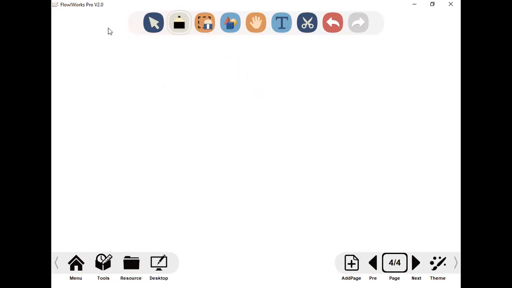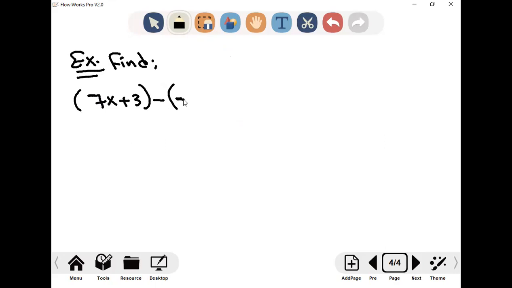Example from me, just pay attention to the board. For example, if I want to find 7x plus 3 minus 2x plus 1. Yalla, how will we do it? 7x with what? With the negative 2x. Yeah, 7x, negative 2x. How much? We are subtracting, right? 5x, right? Wrong.